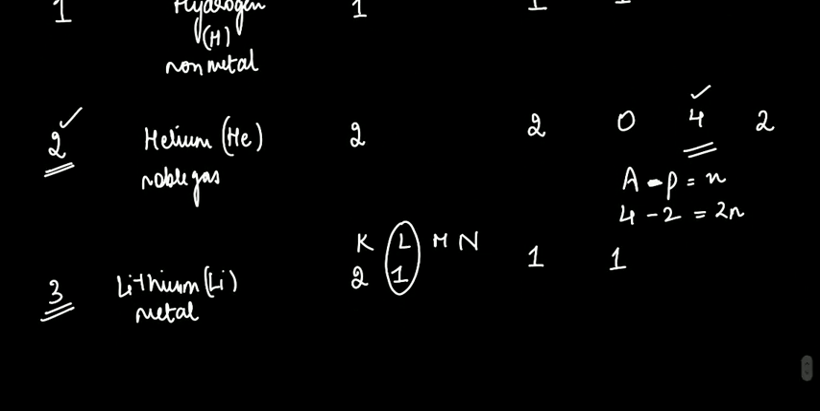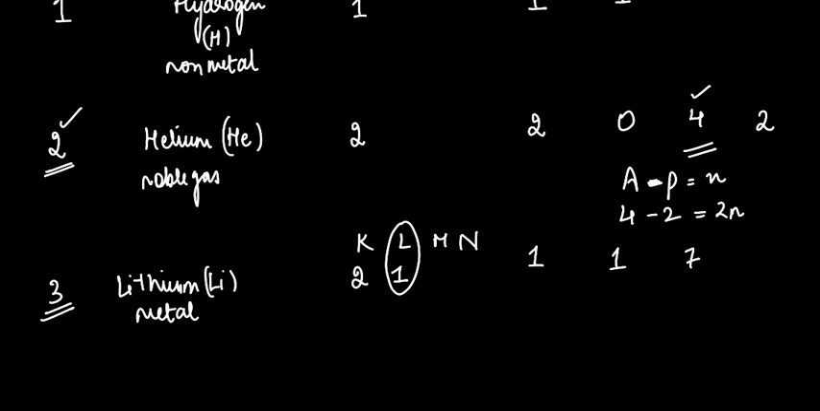Now lithium has a mass number of 7. So how to relate it? How to remember this 7 for lithium? Lithium atomic number is 3. So double of 3 is 6, plus 1, that is 7. So double of atomic number plus 1 will give you the mass number of lithium, 7.